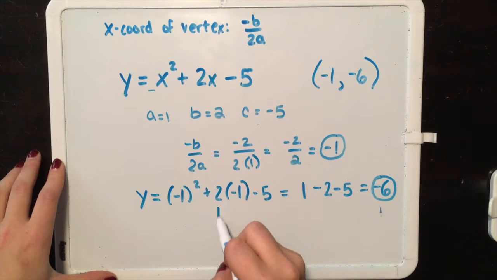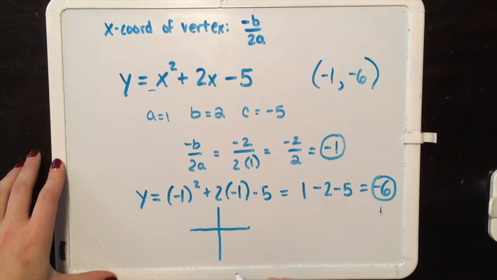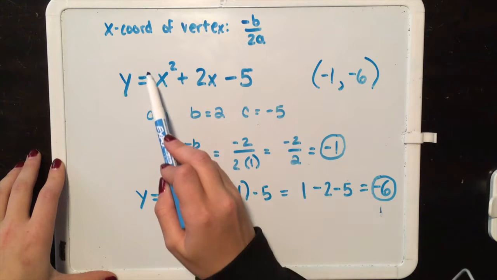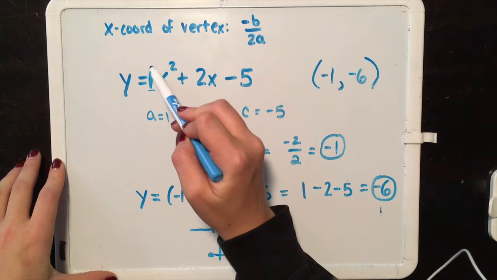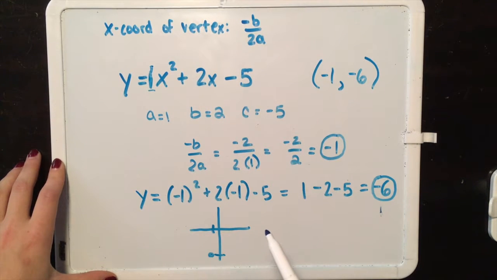So if we want to sketch our parabola, we can find the vertex, negative 1, negative 6, let's say that's somewhere down here. And our a is a positive 1. So since our a is positive, this parabola opens upward. And you can sketch it like this with the vertex at negative 1, negative 6.